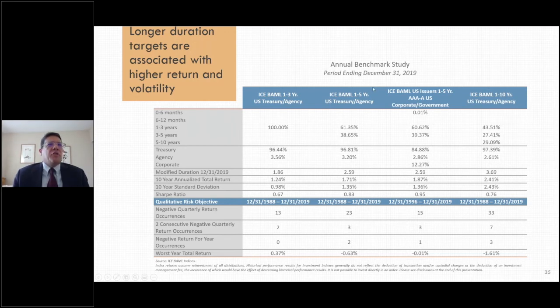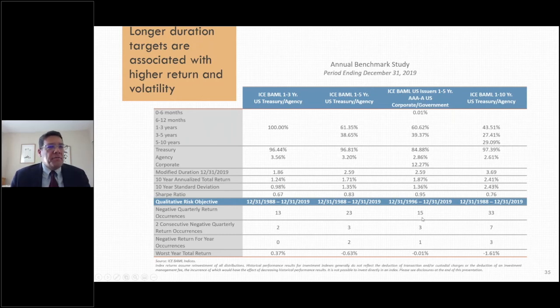But I want to just look at these three, really these two on the left. And here's what I mean. Had you stayed between 1 and 3 years on average, and average about 1.86 years for the last 10 years, your return was 124. Had you gone out to 1 to 5 year range, it was 171. And that's considerable over a 10-year period. But look at the standard deviation. Lower standard deviation in the 1 to 3, higher in the 1 to 5, even higher in the 1 to 10. Gives you an idea of how much more volatile it becomes.